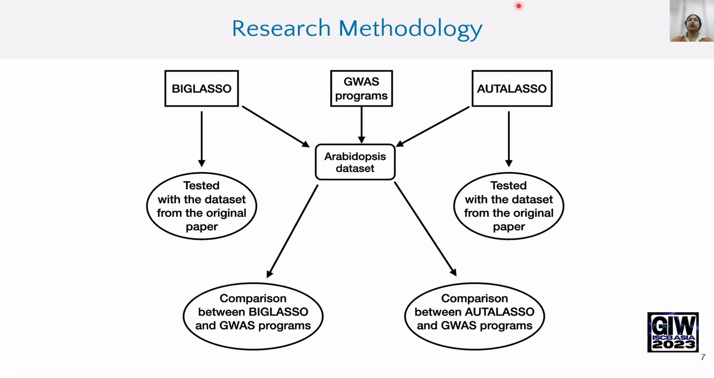Now let's understand the research methodology. The overall design of the study is to take in genotypic and phenotypic data and apply Big Lasso and Iota Lasso to identify a set of significant SNPs. The initial step is to test the two models on the datasets from their original papers. We have replicated the results and ensured that the programs can be run on our system. Then the two models were tested on Arabidopsis thaliana dataset. The output from Big Lasso and Iota Lasso are further tested and compared with GWAS programs.